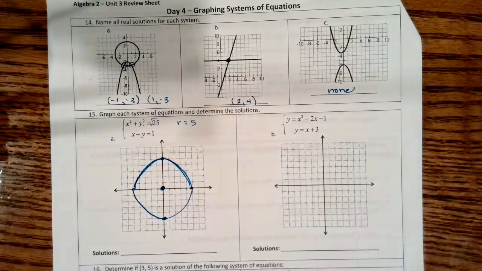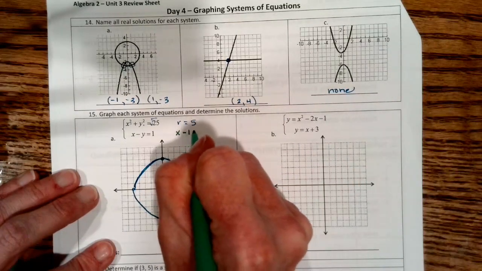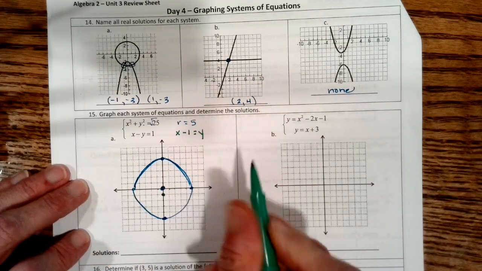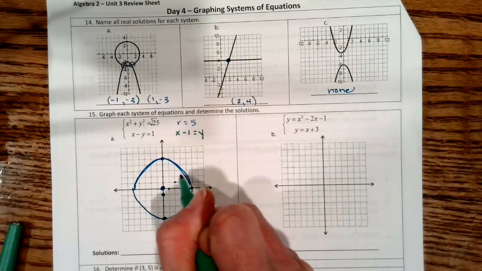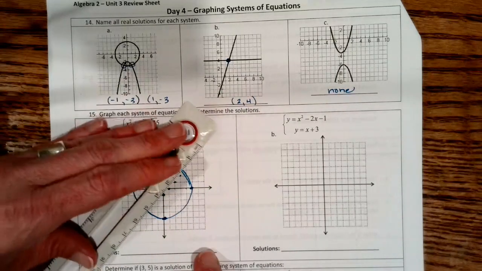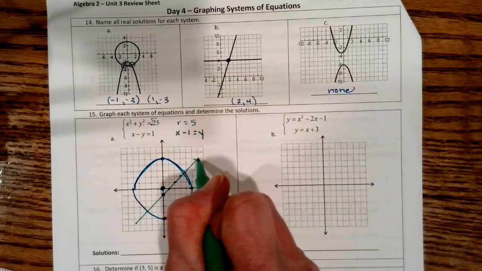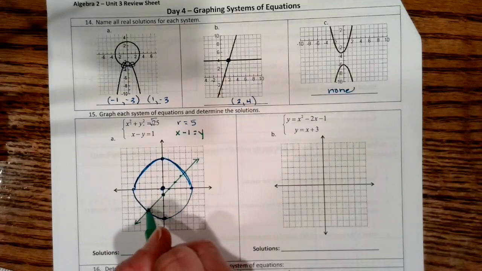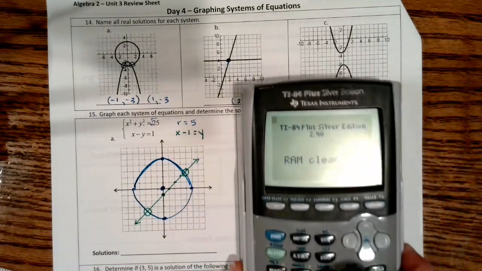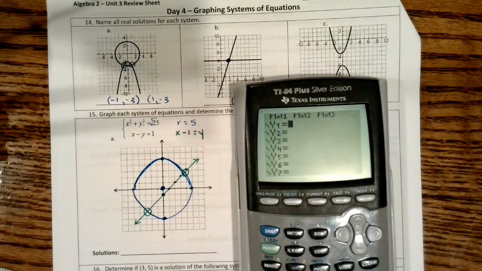When I go to graph my linear equation, I'm going to solve for y. X minus 1 is equal to y. I have a y-intercept of -1 and a slope of +1, which gives me a line that intersects the circle at 2 points. Again, because I can't trust my circle drawing ability, I'm going to have to go ahead and use the graphing calculator to enter in my equations.